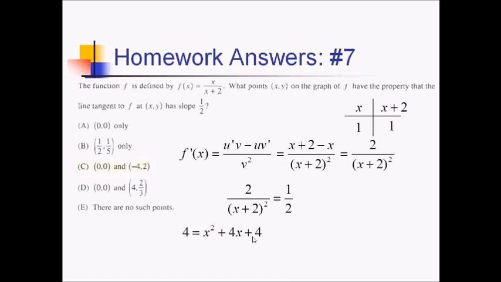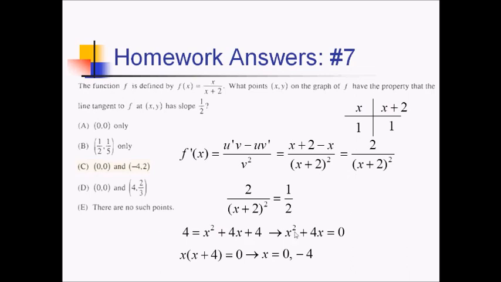Let's just subtract 4 from both sides. And now we can just factor out an x here. So that's x times x plus 4, giving us the two x values, 0 and -4. Now there's only one answer choice that has both of those as x values, and that is choice C.